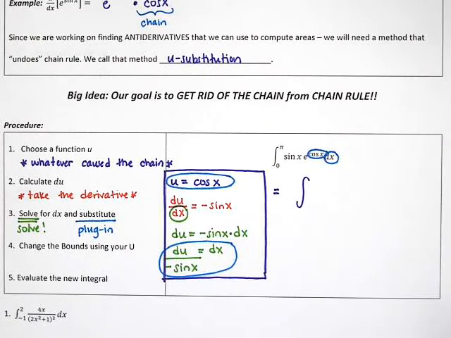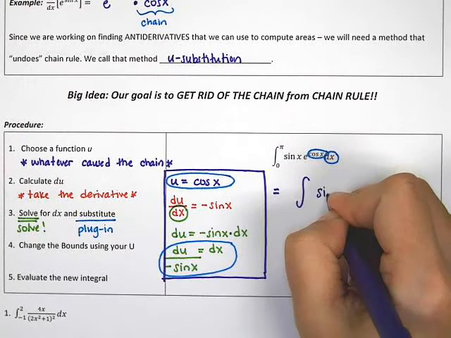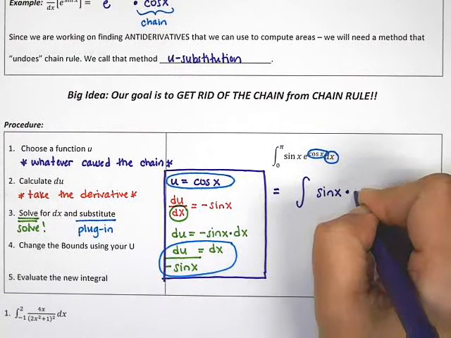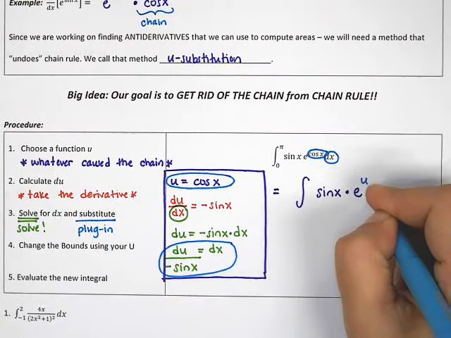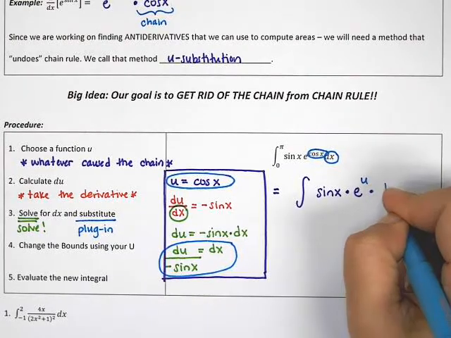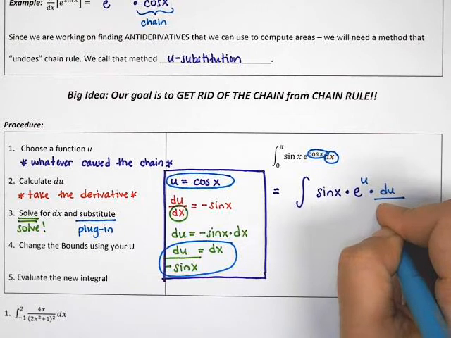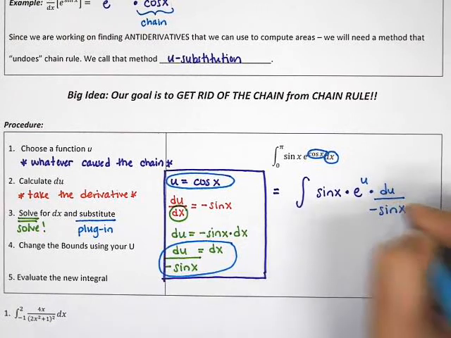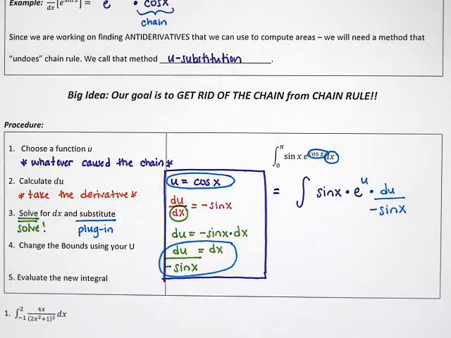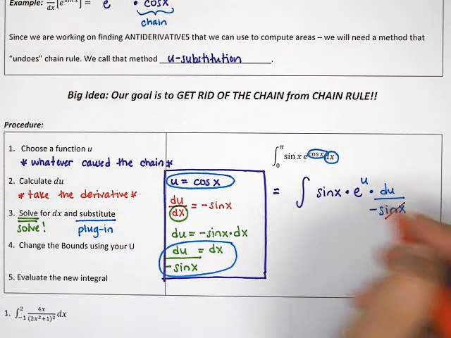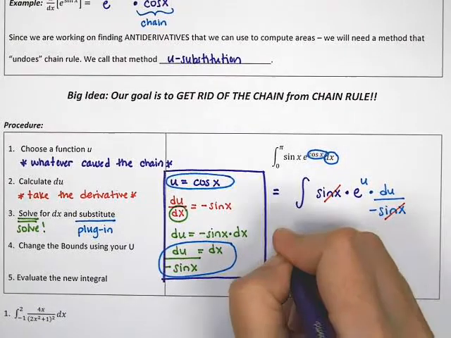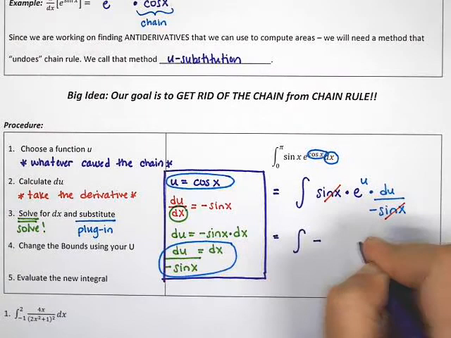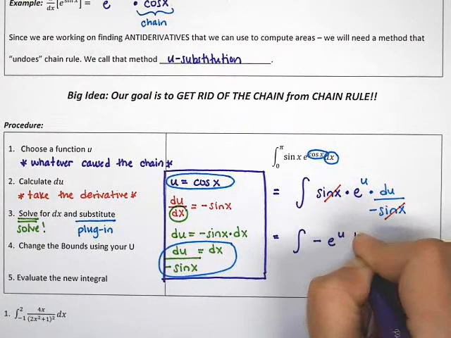So our new function is going to be the sine of x is still there, e to the, instead of cosine, I'm going to put u. And instead of dx, I'm going to put du divided by negative sine of x. So I substituted. Now something should cancel. So in this problem, the sine of x cancels, which means my new simplified integral would be negative e to the u du.